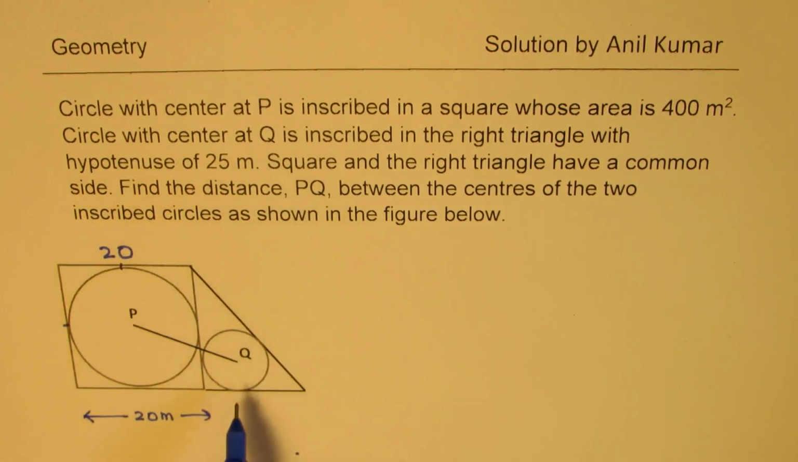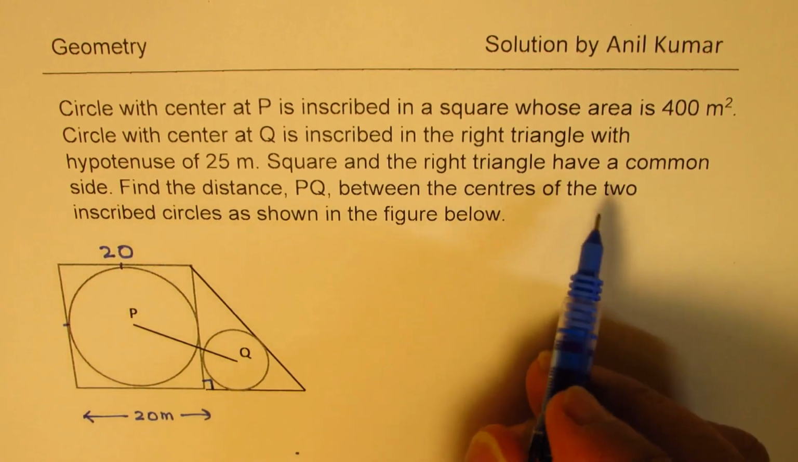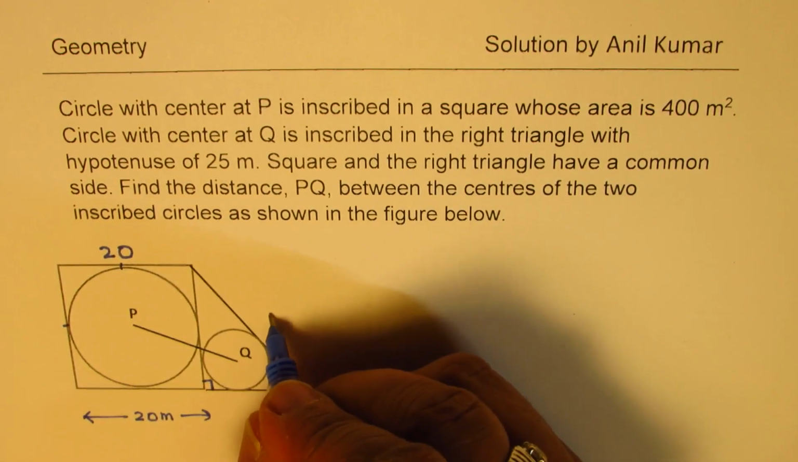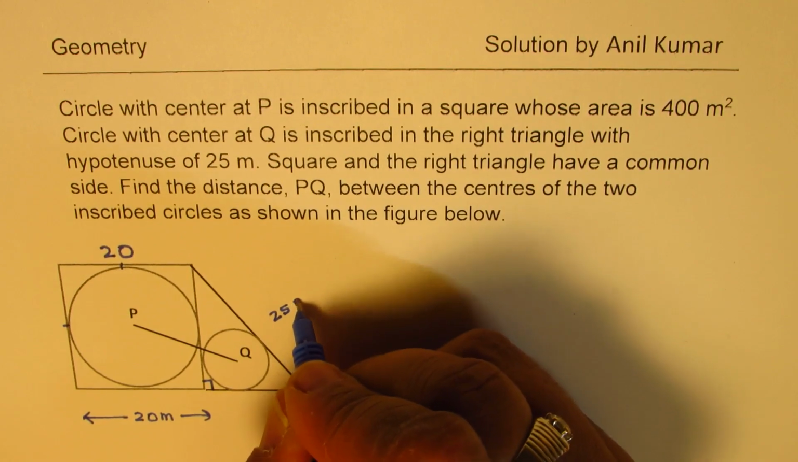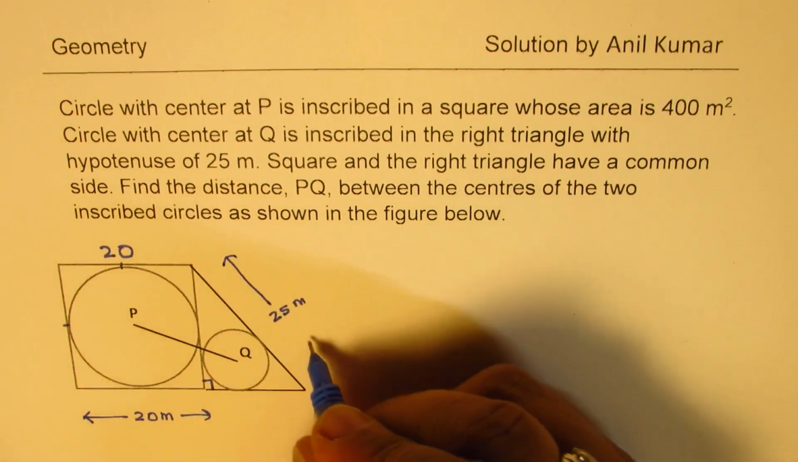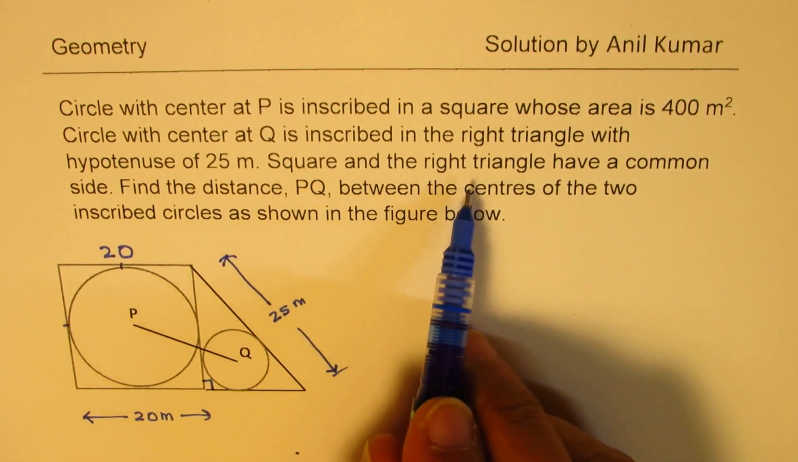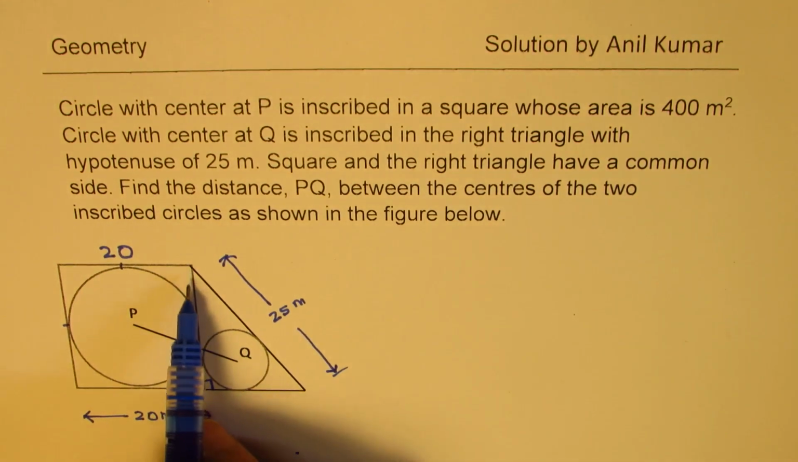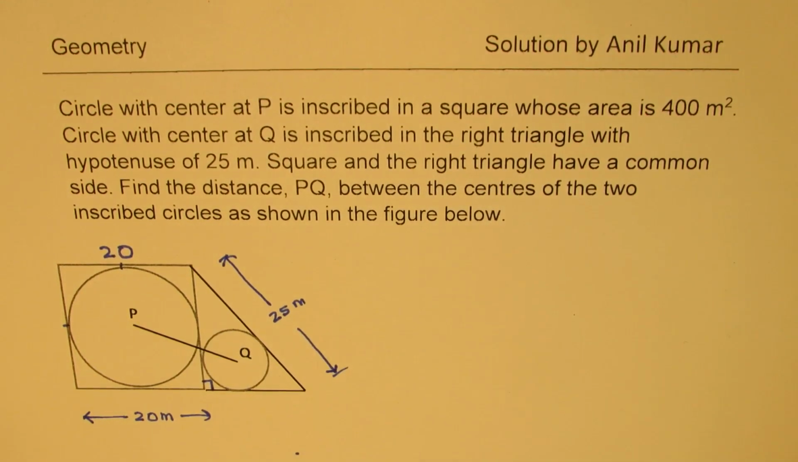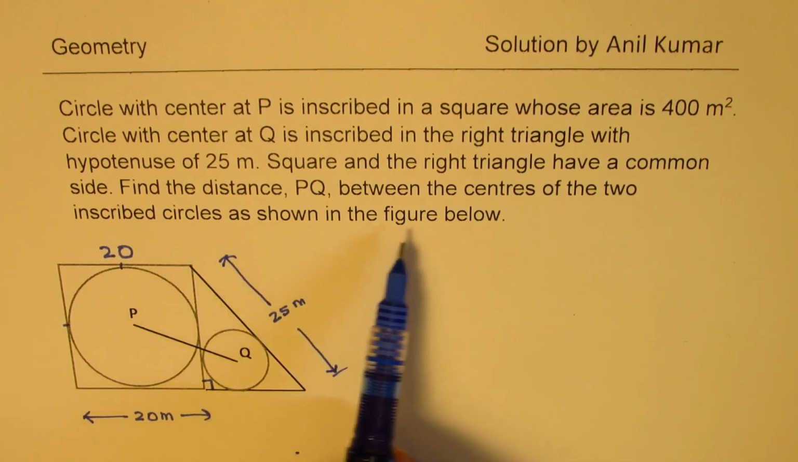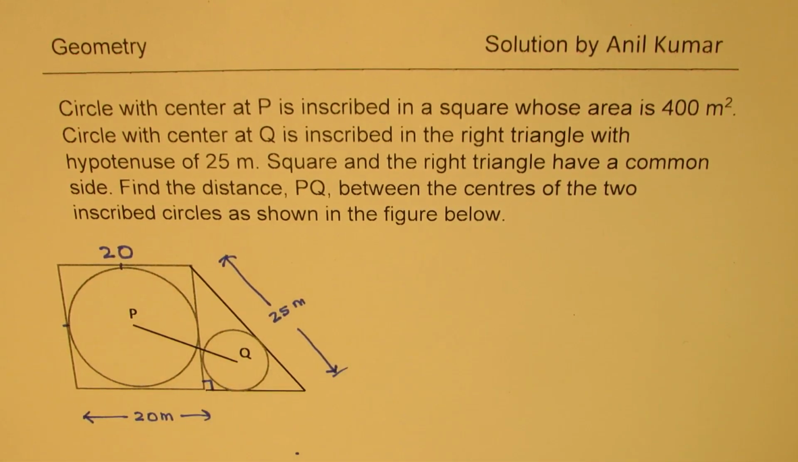Circle with center Q is inscribed in a right triangle. So this is a right triangle with hypotenuse of 25 meters. So this is 25 meters. Hypotenuse, clear? Okay. Square and the right triangle have a common side. So this is the common side of the square and the right triangle. Find the distance PQ between the centers of the two inscribed circles as shown in the figure below. That's the question for you, right?